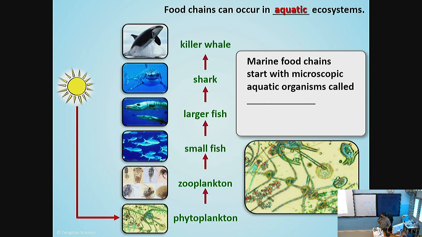Okay, question. Marine food chains start with microscopic aquatic organisms called what? Very good. That is phytoplankton. In a marine food chain, they start with phytoplankton. These are the phytoplankton here in a bigger picture.